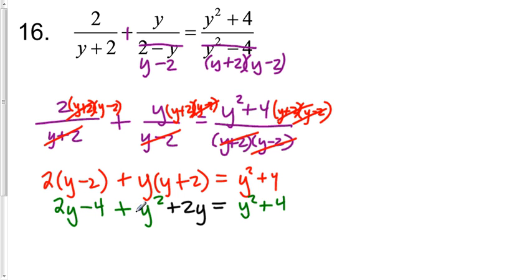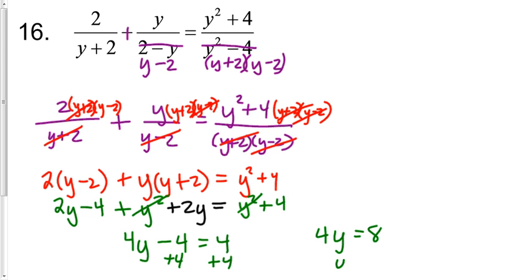Okay, so what I notice is the y squareds cancel out. And I'm going to combine like terms here on the left. So 2y and 2y gives me 4y. So 4y minus 4 equals 4. If I add 4 to each side, I get 4y equals 8. And I'm going to divide each side by 4, so y equals 2. Now, check to see if your solution works. If I plug in 2, this denominator would be 0, and this denominator would also be 0. So I've got fractions here that are undefined. We cannot have that. So you rule out 2 as a solution, and there's no solution to this equation.